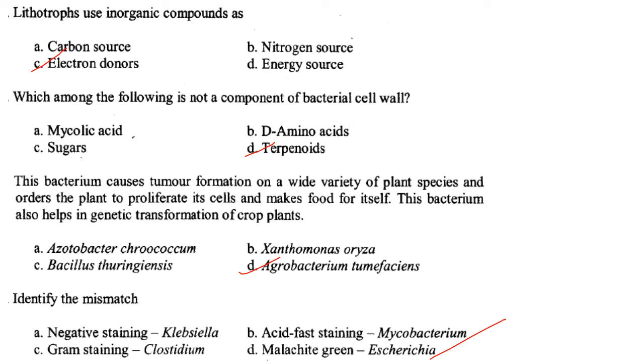Then identify the mismatch. Negative staining Klebsiella, acid fast staining Mycobacteria, gram staining Clostridium, and malachite green Escherichia coli. So malachite green is used for bacterial spore staining. Okay, so E. coli does not form spores. So answer is option D.